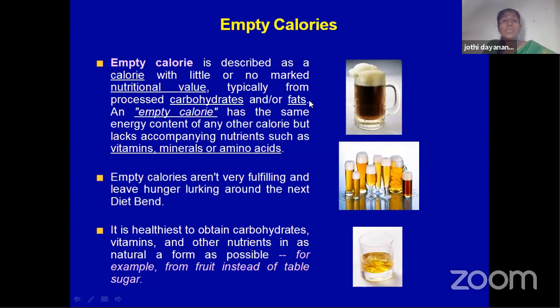The empty calories. An empty calorie is described as a calorie with little or no nutritional value. If you see the advertisement, they go very fast. They will not tell you that a particular cool drink contains no fruit juice, no vitamins or minerals. It is written on the soft drinks when sold, but none of us see that at all. And it is called carbonated.